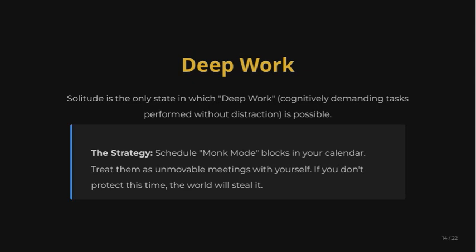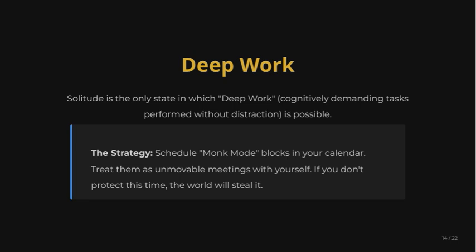All right, let's talk about how to actually make this work. The idea is to schedule monk mode blocks in your calendar. Think of these as unmovable meetings, but the difference is you're the one attending. You treat this time with the same seriousness as a client meeting or an important appointment. If you don't protect this time, the world, emails, interruptions, distractions, will take it away from you.